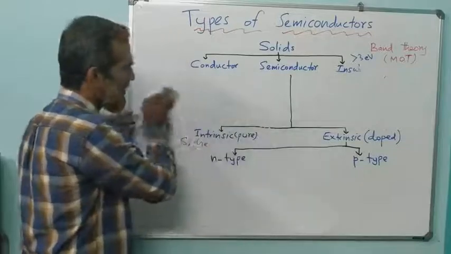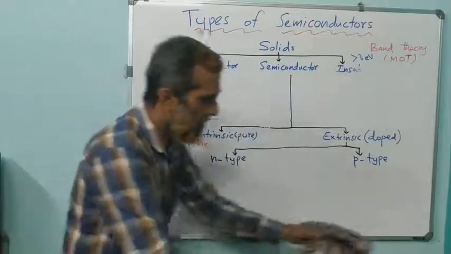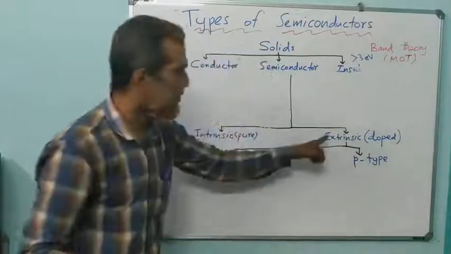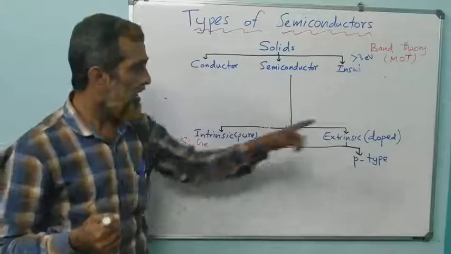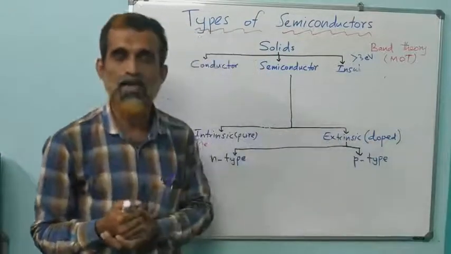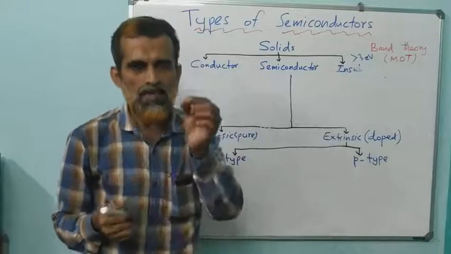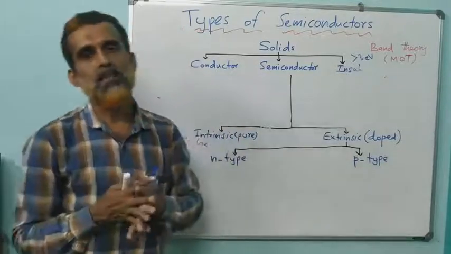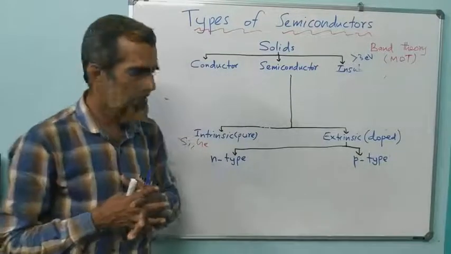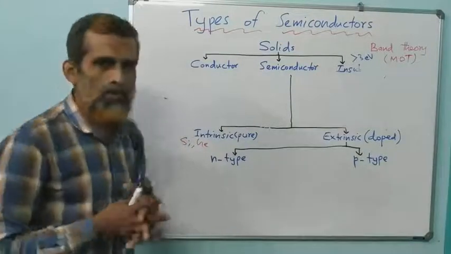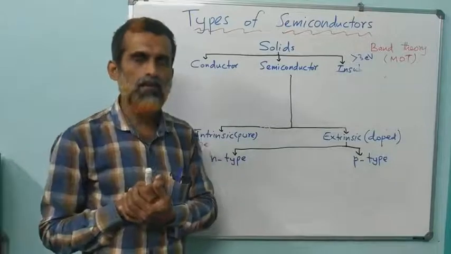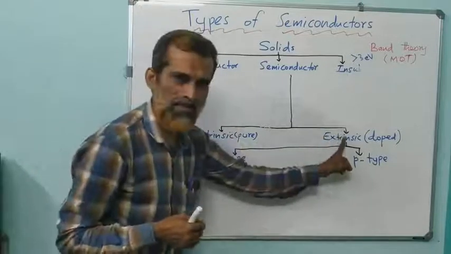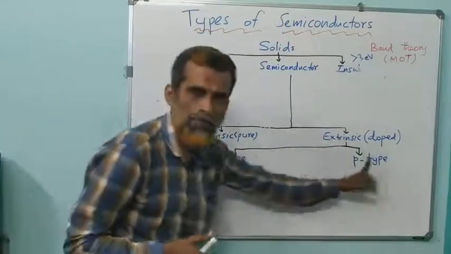That's the question. For that, we've discussed what is called extrinsic semiconductor or doped semiconductor. What is doping? Adding a small amount of impurity atoms into the semiconductor lattice. So, based on the type of impurity added, there are two types of extrinsic semiconductor, N-type and P-type.